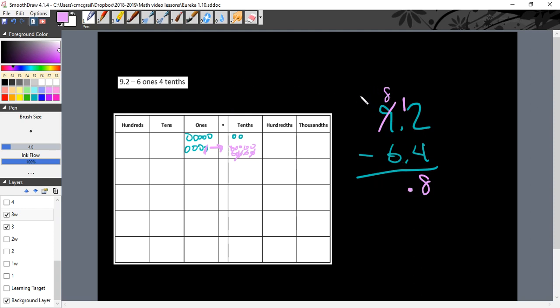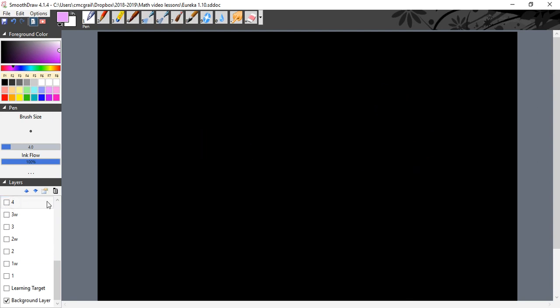I have 8 left, and I'm subtracting 6. 1, 2, 3, 4, 5, 6. And I can see that I have 2 left. And I know that 8 minus 6 is 2. So my answer is 2 and 8 tenths. Hopefully you got that with your team. Let's try one more. That's going to be even more challenging, but I know that you guys can do it.